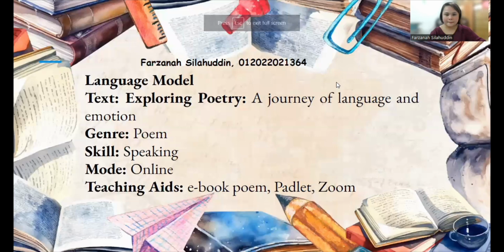Okay, and as for the second activity, it is the language model. I'll share my screen first. The text is Exploring Poetry: A Journey of Language and Emotion. The genre is poem, the skill that I'm using is speaking. The mode is online, and the teaching aids are an e-book forum for them to refer to, Padlet and Zoom.